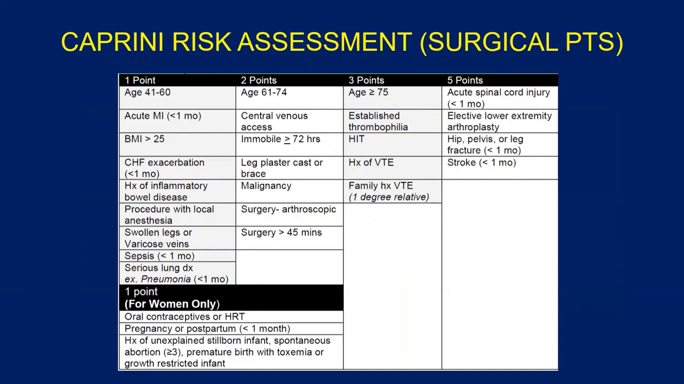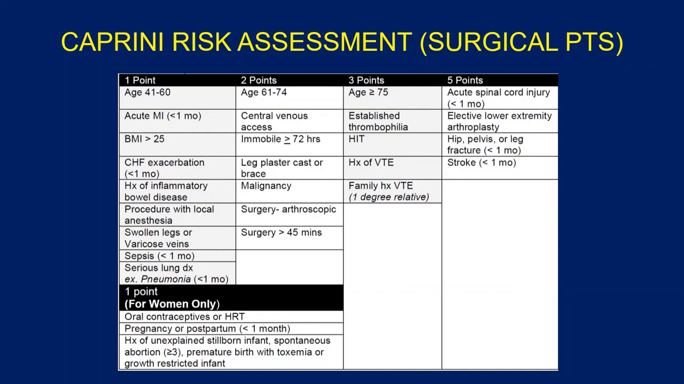Now, looking at evaluating it from the surgical aspect, so looking at the Caprini risk assessment, you have a table in front of you. It shows you what things give you 1 point, which give you 2 points, which gives you 3, and which gives you 5. And then for women only, you have down there, if they've been on oral contraceptives, they're pregnant or postpartum, and if they've had a history of stillbirth in the past, spontaneous abortion, whatsoever have you.